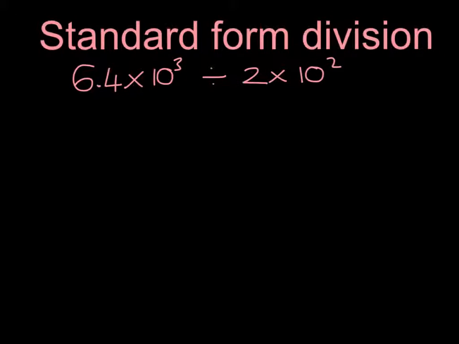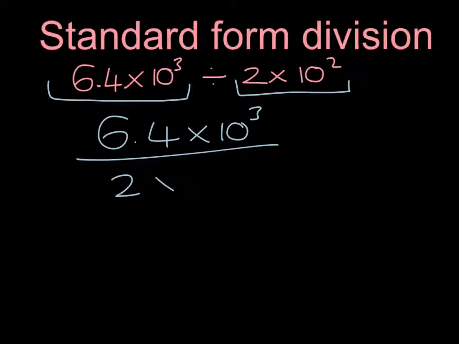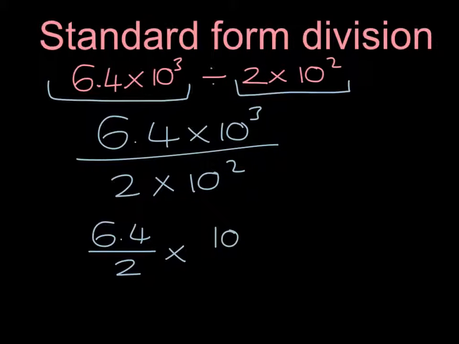Okay, so division with standard form. Firstly, we can see we've got 6.4 times 10 to the 3 divided by 2 times 10 squared. Now it can be easier, as we know a division and fraction can be used interchangeably, to be written as 6.4 times 10 to the 3 over 2 times 10 to the power of 2. What that allows us to do is really focus on the division of the numbers first. So if I break that up, it's the same as 6.4 over 2 times 10 to the power of 3 over 10 to the power of 2.